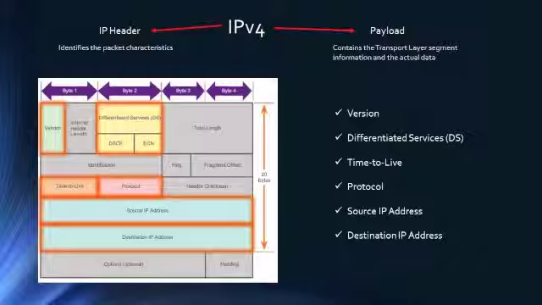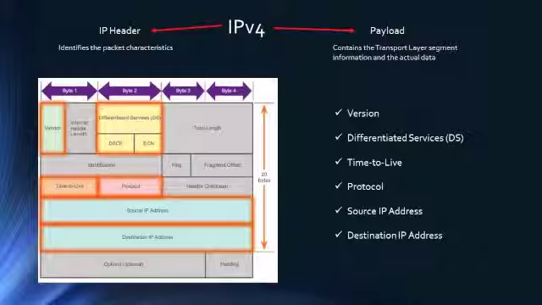Differentiated services, DS. It's a field of 8 bits used to determine the priority of each packet. The first 6 bits identify the differentiated services code point, DSCP, value that is used by quality of service. The last 2 bits identify the explicit congestion notification, ECN, value that can be used to prevent dropped packets during times of network congestion.